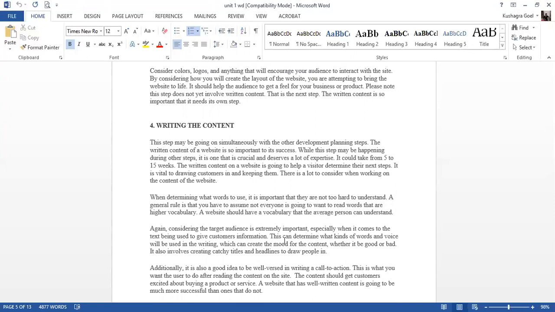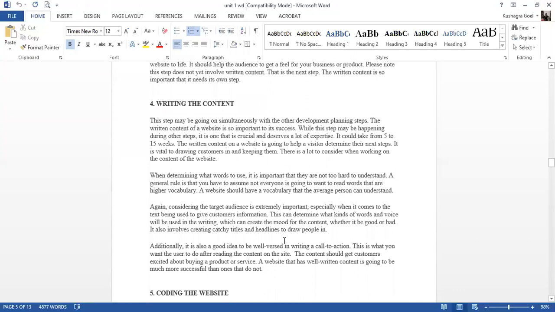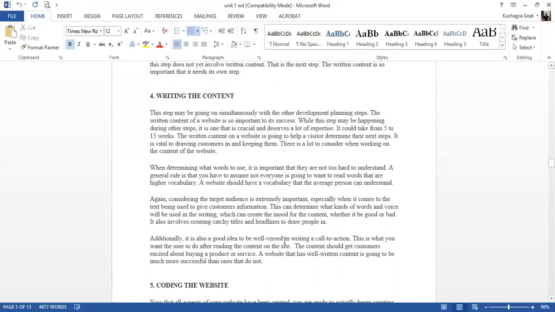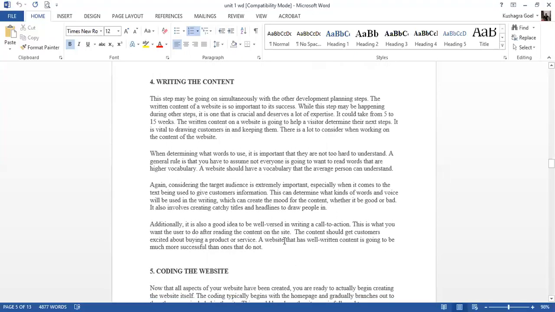The written content of a website is going to help a visitor determine their next steps. It is vital to drawing customers in and keeping them. There is a lot to consider when working on the content of the website. What words to use is important, and they should not be too hard to understand. A general rule is that you have to assume not everyone is going to want to read words that are highly technical. The website should have a vocabulary that the average person can understand.